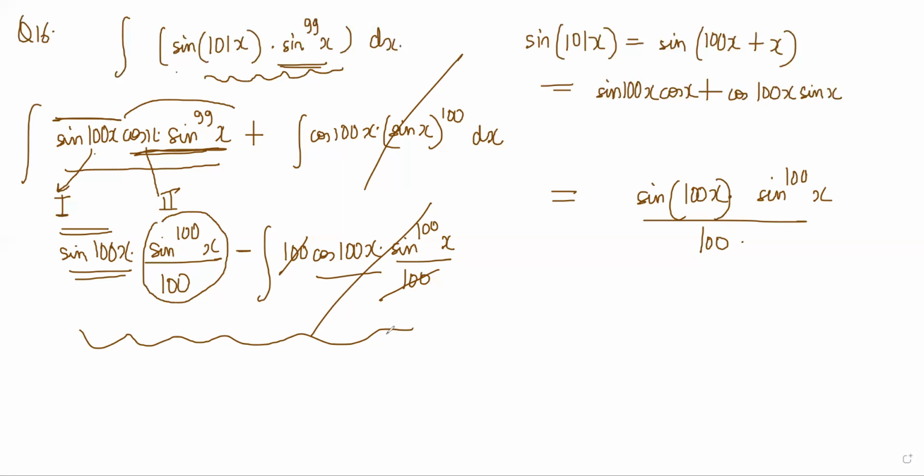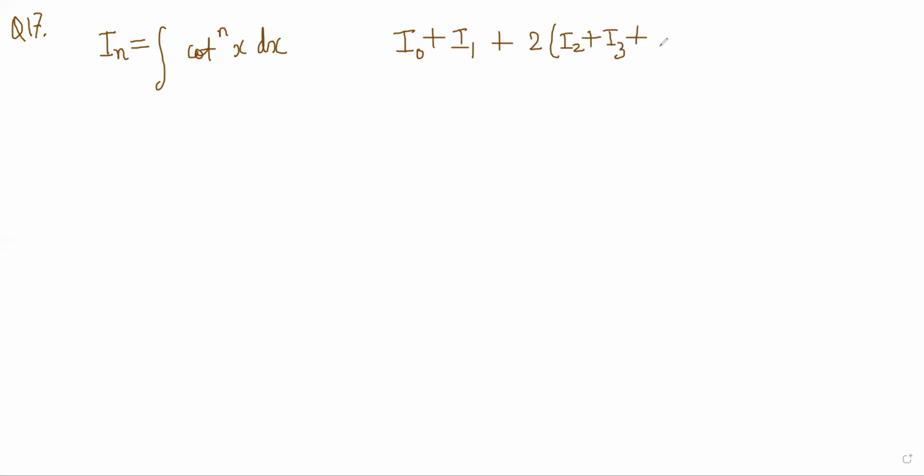Let's look at another one. This is question number 17. In this one, we first look at the reduction formula concept. So this is In equal to the integral of cot power n x dx. And we have to prove that I naught plus I1 plus 2 times I2 plus I3 plus so on till I8 plus I9 plus I10. We have to basically find the value of this, right?